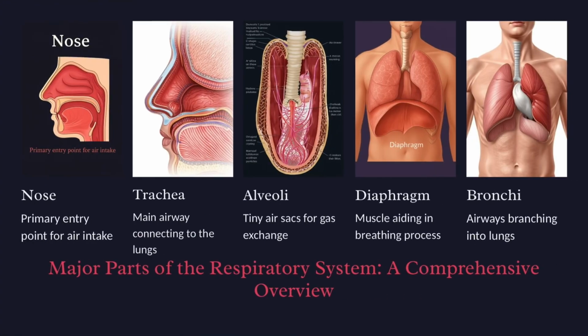The main parts of the respiratory system include the nose, trachea, bronchi, lungs, alveoli, and diaphragm. Each part has a specific function that helps in air travel in and out of the lungs efficiently.